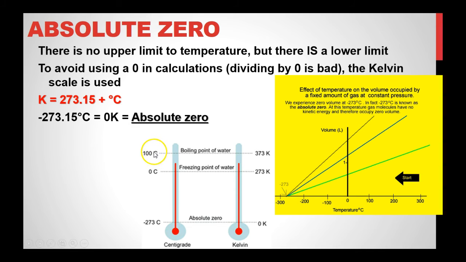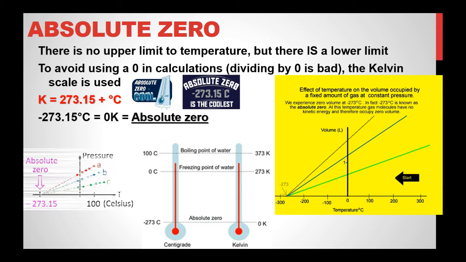So water normally boils at 100 Celsius. Add 273 to that. The boiling point of water in Kelvin is 373. Water freezes at 0 Celsius. That, of course, is going to be 273. And absolute zero, the temperature at which you cannot get any colder, is 0 Kelvin or negative 273 Celsius. Kelvin is better because we avoid that zero because it's practically impossible to get to absolute zero. You might say it's cool or even the coolest.